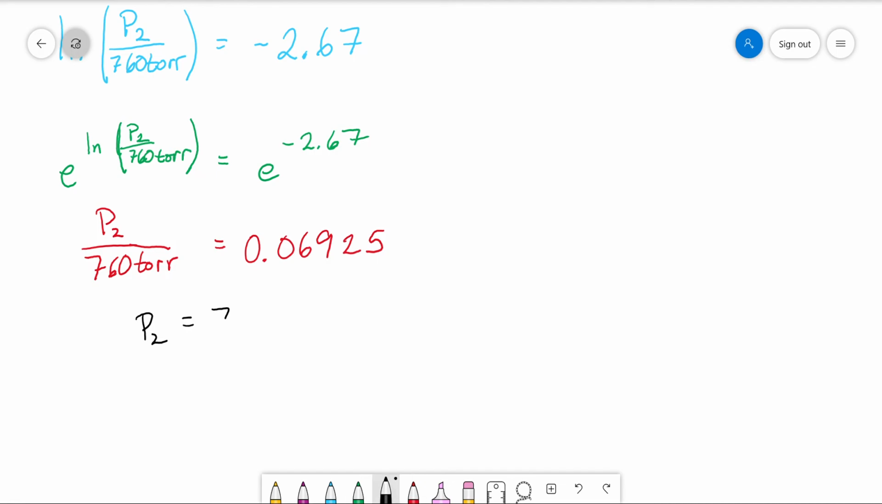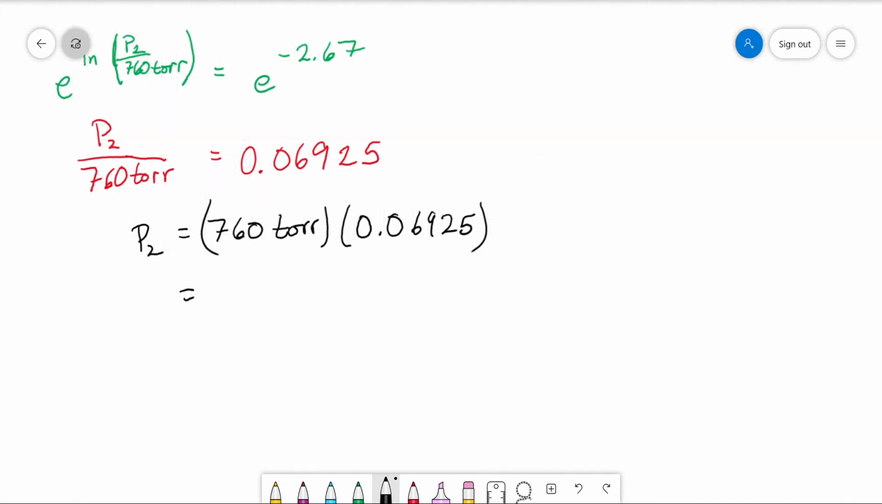And then one final simplification step. P2 is equal to 760 torr times 0.06925, and we finally come out with 52.6 torr.